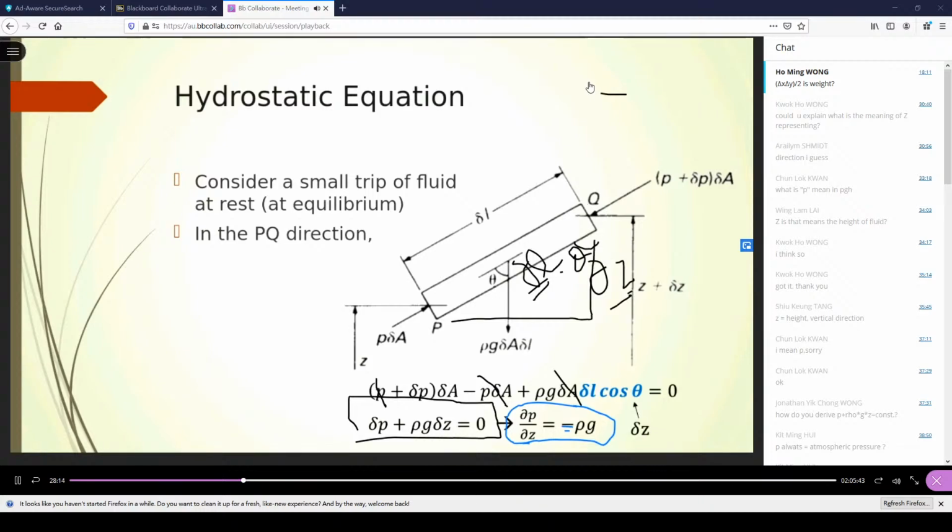Right. So far so good, eh? No questions? Then let's finish the hydrostatic equation first.